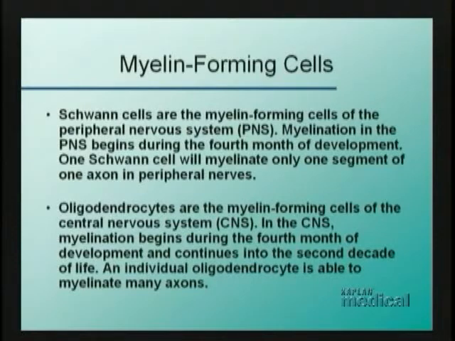Oligodendrocytes, which are the myelin-forming cells of the central nervous system, are capable of myelinating many segments of many individual axons adjacent to an individual oligodendrocyte. So a single oligodendrocyte is myelinating many segments of many axons, whereas a Schwann cell is only myelinating a single segment of a single peripheral nerve axon.